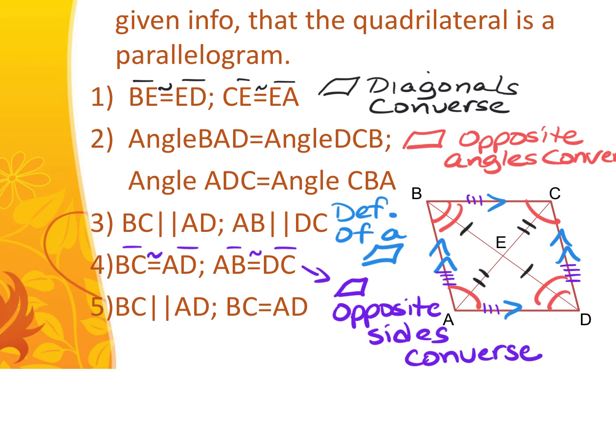And then for the last one, notice it's telling me that BC is parallel to AD and BC is also congruent to AD. Notice it's already marked here. So since they have the same marking on both sides, I can use my opposite sides, parallel and congruent theorem.